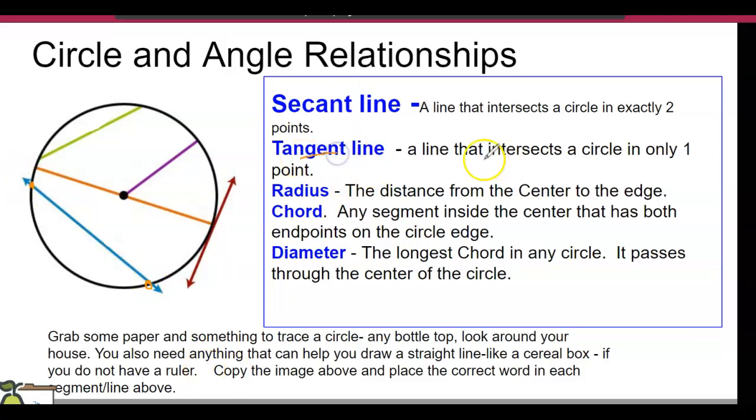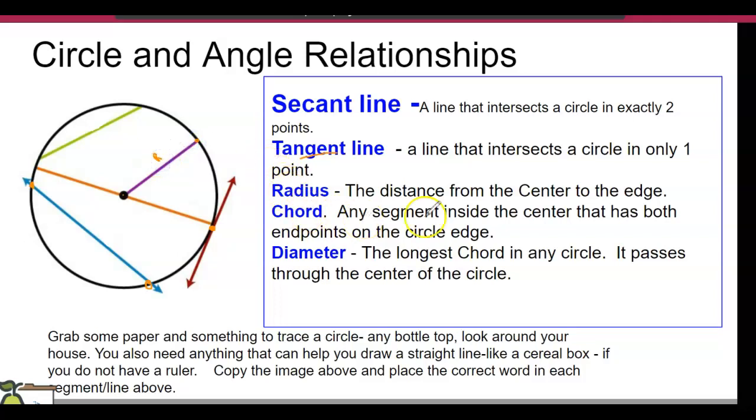Tangent line, a line that intersects a circle in only 1 point. So it'd be this red one. So it intersects the circle exactly right here. This is the point of tangency. Radius, the distance from the center to the edge. So from the center to the edge. So this one would be the radius.